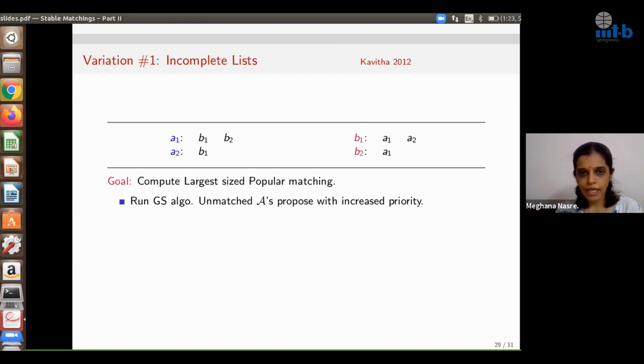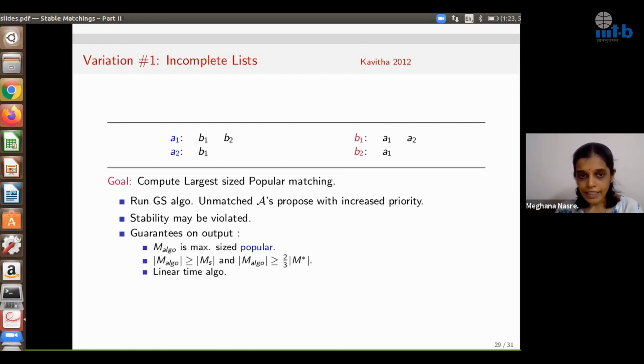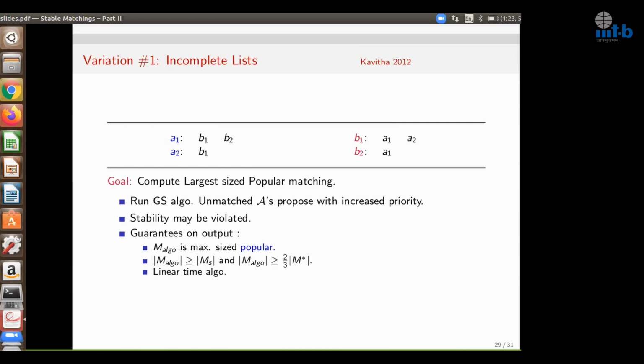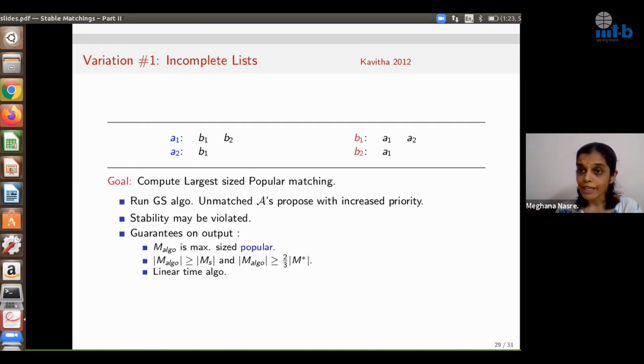So we will again execute the algorithm on this instance. And as we have agreed, stability can be violated because now we are allowing men to be accepted even out of order. However, the guarantees of this algorithm are that it will produce a popular matching. It will in fact be a matching which has size at least the size of the stable matching, and it will be 2/3 the size of a maximum cardinality matching in the instance. This proof is very similar to what we did earlier, and it is of course a linear time algorithm.